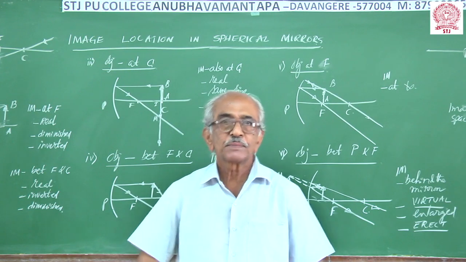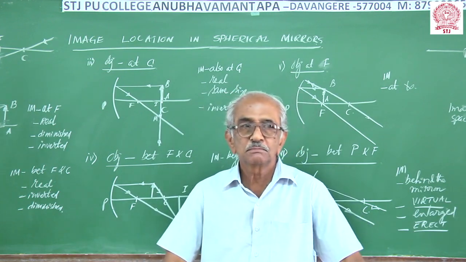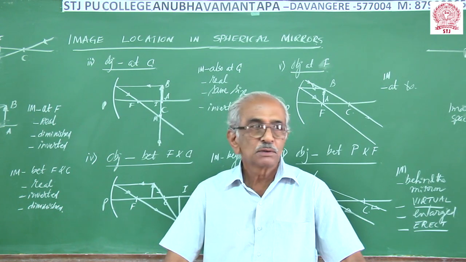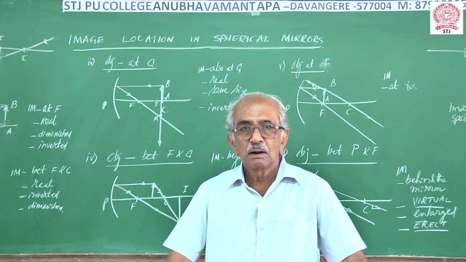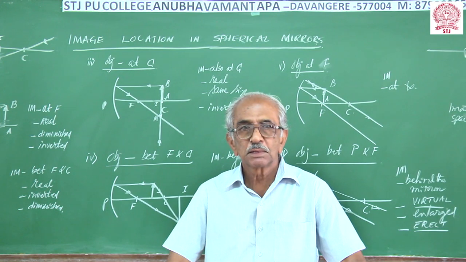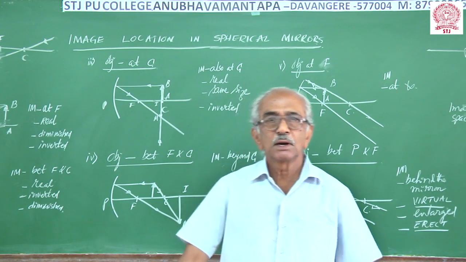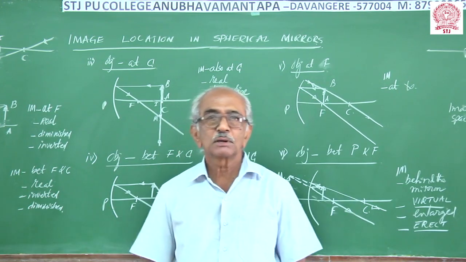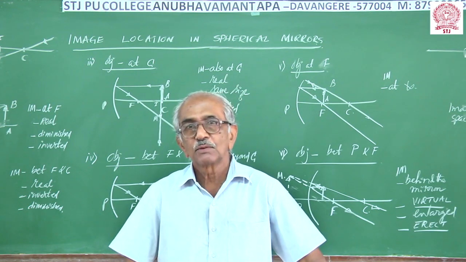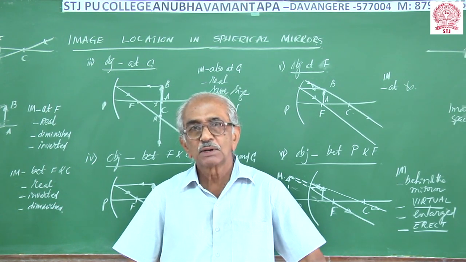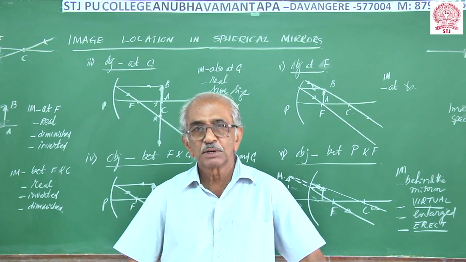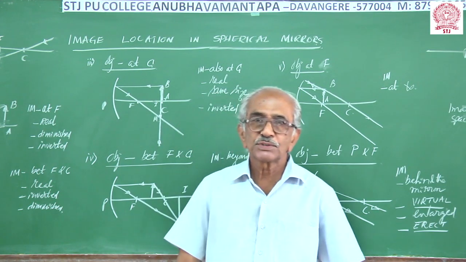In the last class, we considered two spherical mirrors, concave and convex. And kindly recollect that a ray of light traveling parallel to the axis of either the spherical convex mirror or the concave mirror, after reflection, obeying the laws of reflection, always passes through F. All rays traveling parallel to the axis of a spherical mirror after reflection pass through the focus.